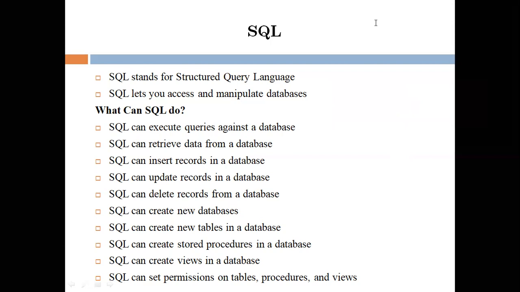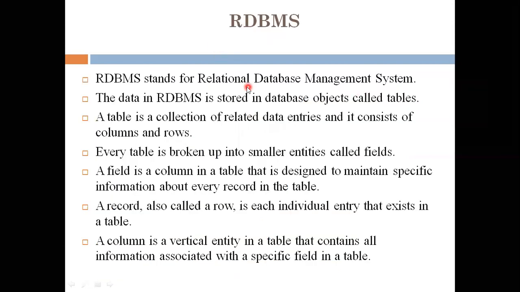And now let's talk about something called RDBMS, Relational Database Management System. As I said in DBMS, we use the term table to store data. The table is a collection of related data entries stored in columns and rows. Each table is split into something called fields. A field is just like the name of a column. A field is a column in the table which stores a specific record.